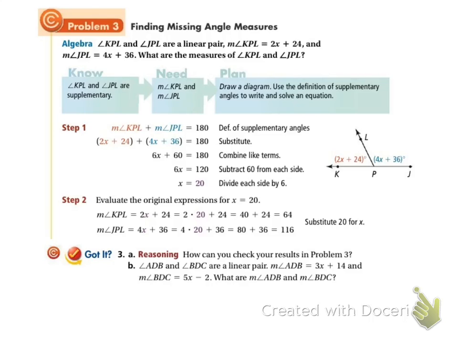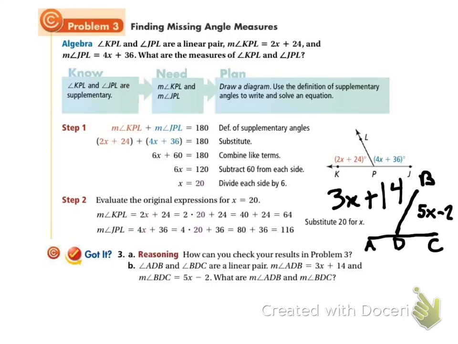Okay, I'm going to draw a little sketch over here. So that's pretty bad. A, D, B, which is 3x plus 14. And my other angle, BDC, is 5x minus 2. Okay, so I'm told that they form a linear pair. So I know that I can add those two angles together and it has to equal 180 degrees.